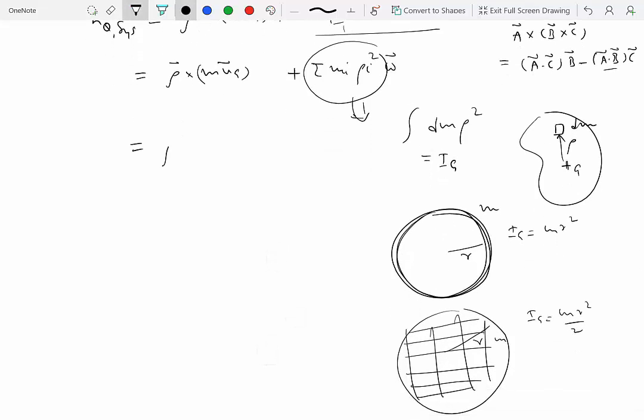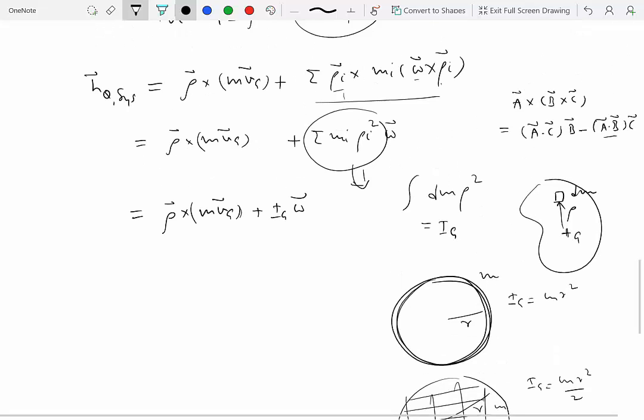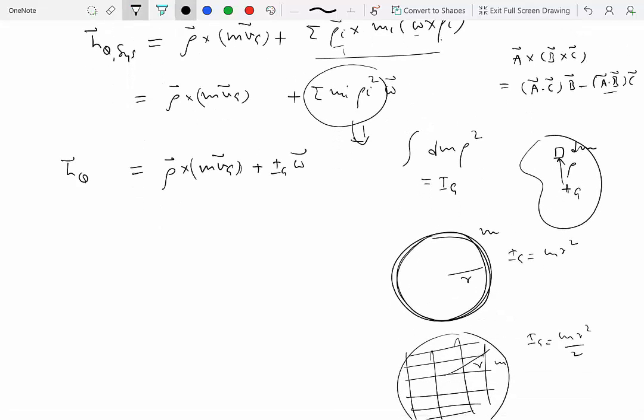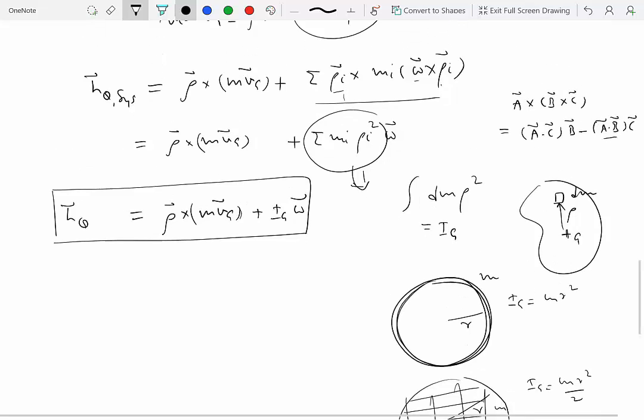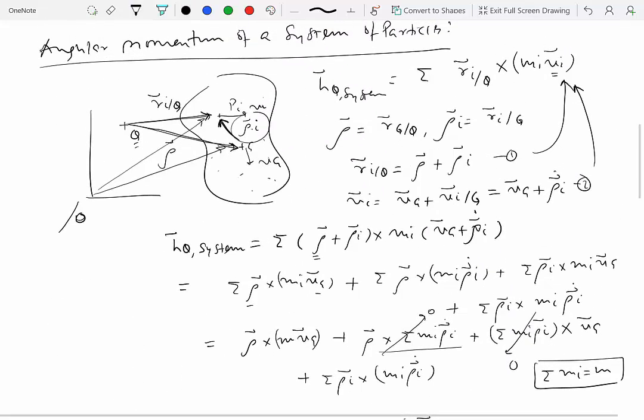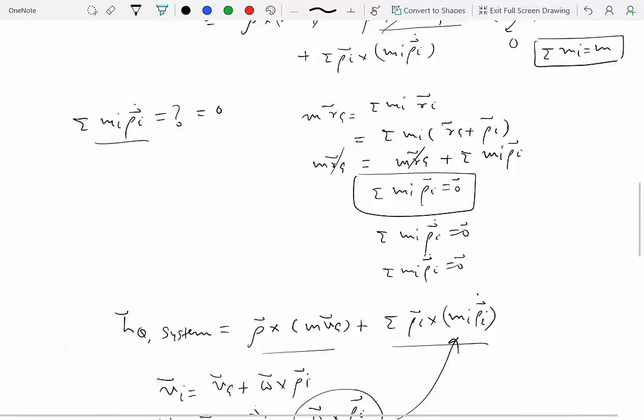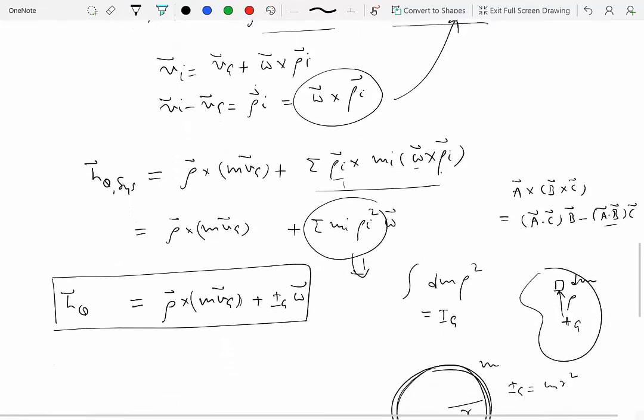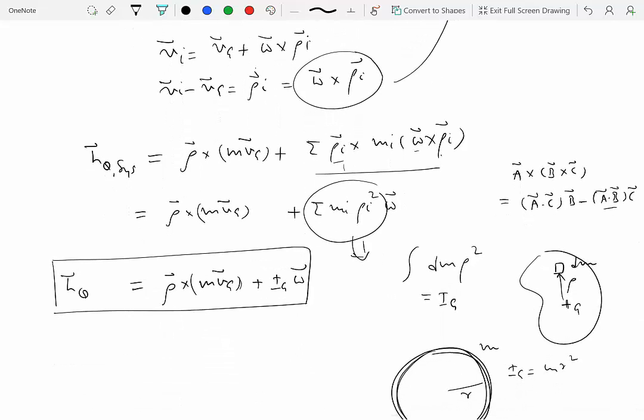Okay, all right. So this quantity over here for a rigid body would be I_g omega, right? So we get rho cross m v_g plus I_g omega, and that is your H_Q for a system of particles. I'm going to drop writing system now, because this is valid for a rigid body as well. So the angular momentum of a rigid body is now given by rho, where rho is the position vector of the center of mass with respect to your chosen point Q, cross m times v_g, which is the momentum of the center of mass and also the momentum of the rigid body, plus I_g omega, right?